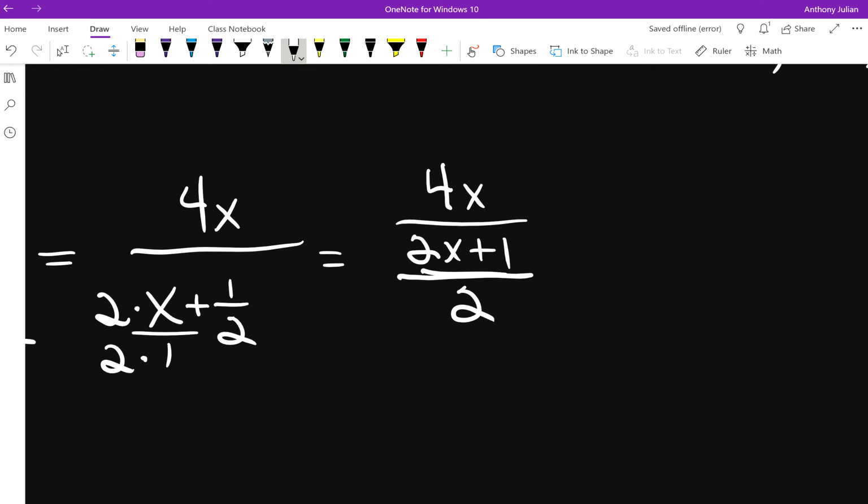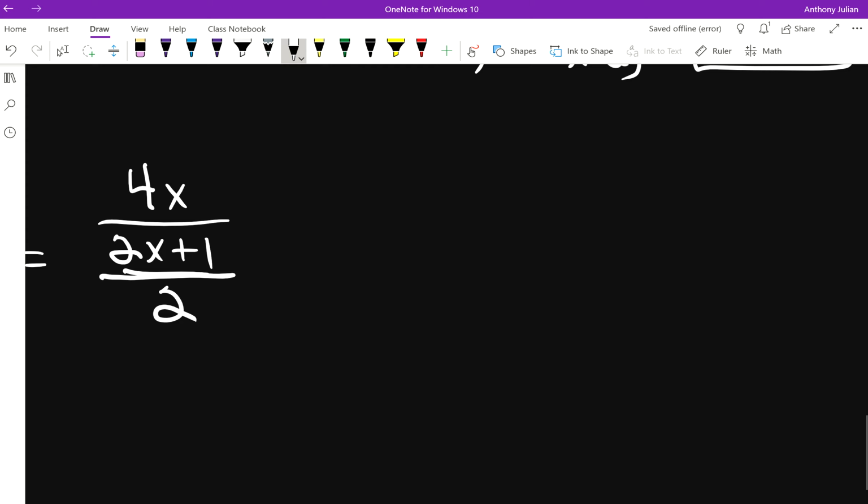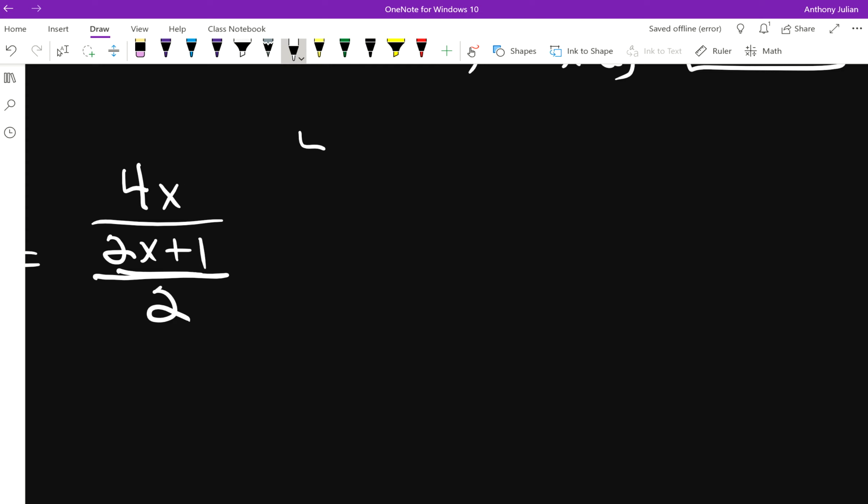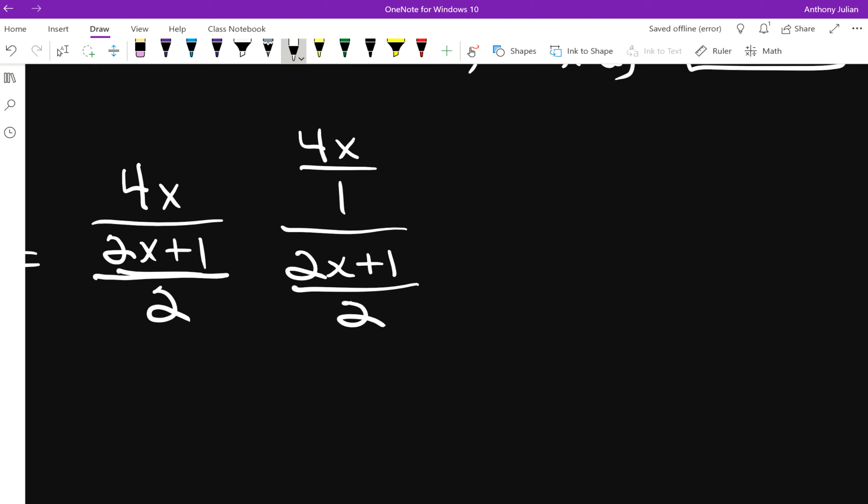And now I'm going to do the keep, change, flip here. So that means I'm going to write this 4x as 4x over 1 divided by 2x plus 1 over 2. Just kind of rearranging that to put my denominator. Now I can keep, change, flip. I'm keeping the first fraction, the 4x over 1, then multiplying it by the reciprocal of 2x plus 1 over 2. So that would be 2 over 2x plus 1.